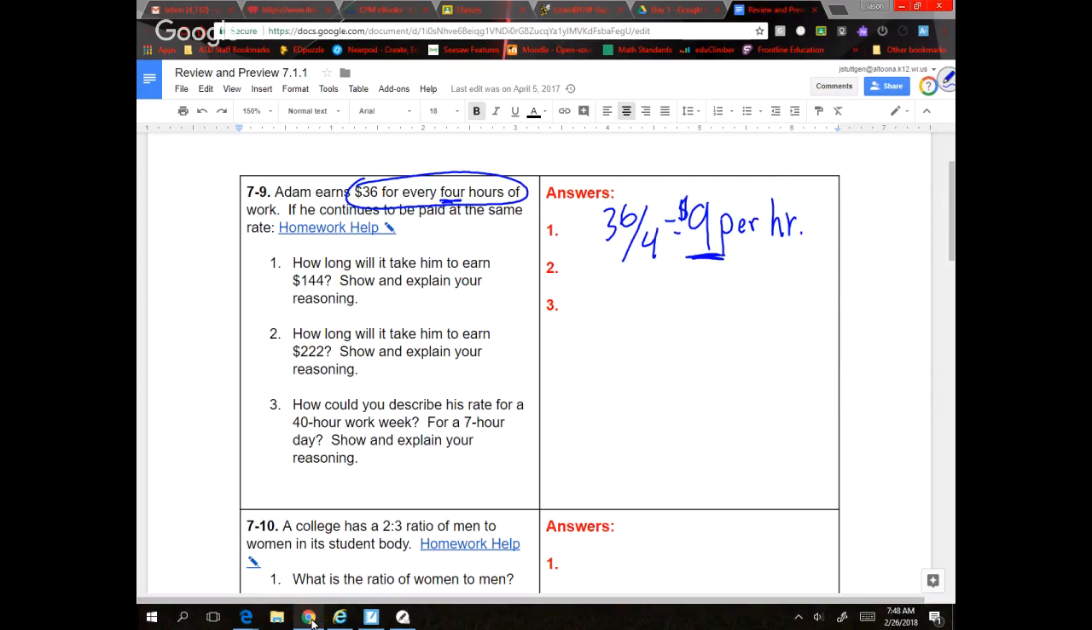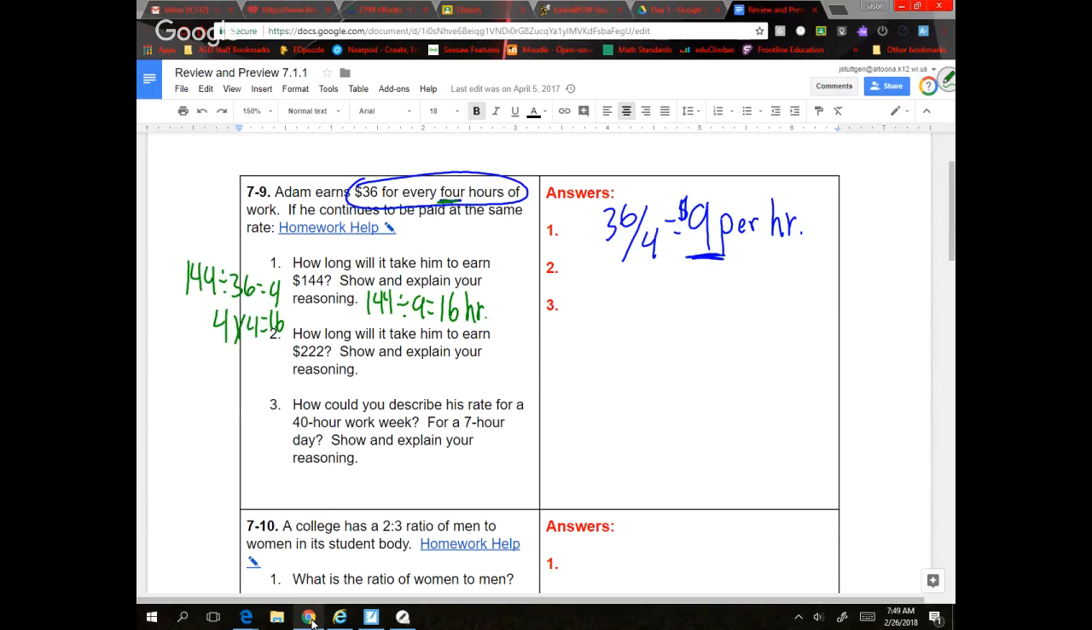So first one, I should take 144, so that's how much money he earned, and I want to divide that by 9 because he makes $9 per hour. So if I divide that by 9, it'll take him 16 hours. And again, if you did that with the 36, you can do 144 divided by 36, and that gets you 4, but then you need to take that 4 and times it by 4 to get 16, because that was 4 hours of the 36, but that was already 4 hours, so 4 times 4 is 16.